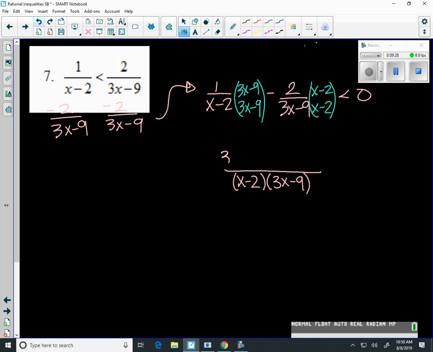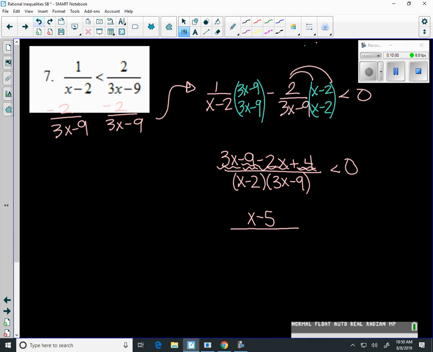My numerator is going to look like this. 1 times 3x minus 9 is just 3x minus 9. Distribute my 2 through, negative 2x, negative 2 times negative 2 is positive 4. And then I'm going to clean this up in the numerator and in the denominator. In the numerator, I'm going to combine like terms here. 3x minus 2x is just an x. Negative 9 plus 4 is negative 5.